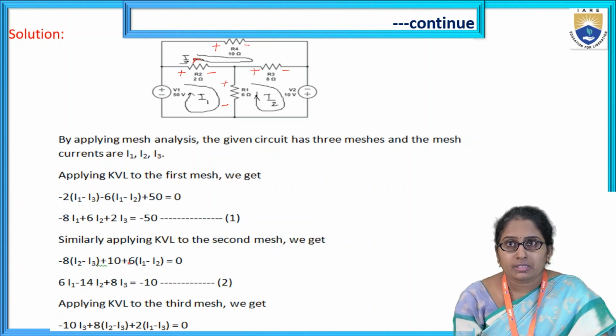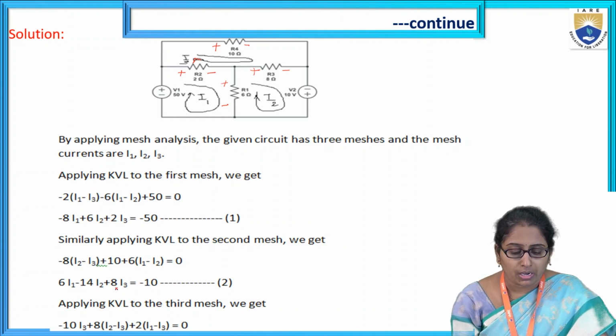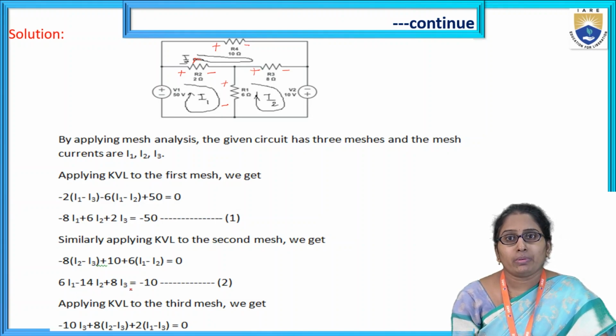So plus 6. Already we have taken the current in the 6 ohm resistor as I1 minus I2. So that is given by plus 6 into (I1 minus I2) equal to 0. That is the second mesh equation. Further simplifying, we call it equation number 2. The equation is 6 I1 minus 14 I2 plus 8 I3 equal to minus 10. That is equation 2.